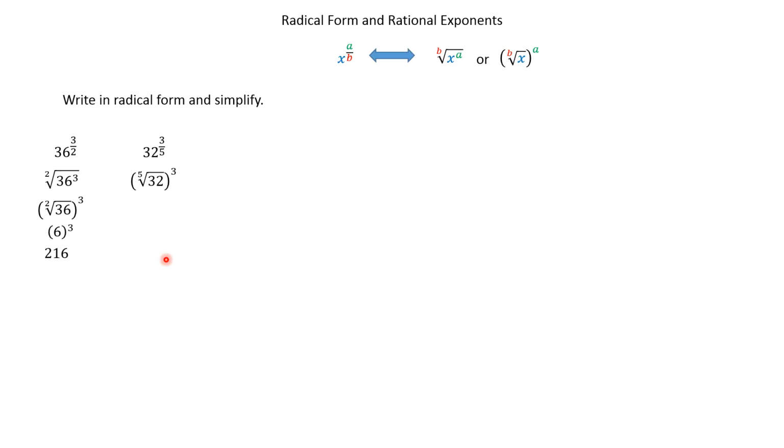It might be 2. 2 to the 5th is 32. 3 to the 5th is 243. They get big very, very quickly. So 32, if you had to take a guess, how about 2? Let's see, 2 times 2 times 2 times 2 times 2. Hey, that's 32. Look at that.